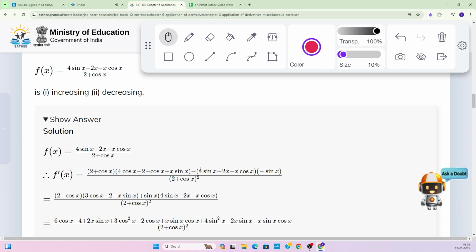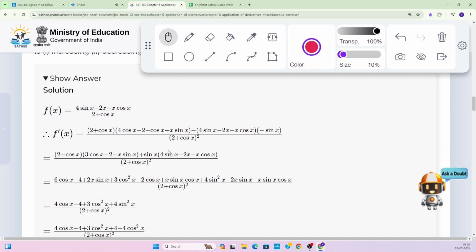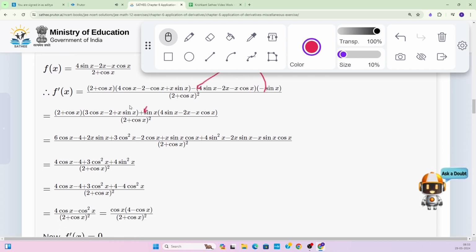Now minus, the numerator is going to multiply with the denominator derivative. Denominator derivative will be minus of sin x, as you can see. Now simplifying the terms, this minus and this minus multiply, and you will get the positive sign, so plus sin x. Now distribute. You will get 6 cos x minus 4 cos x minus 2x sin x, and now 3 cos square x minus 2 cos x plus x cos x sin x.